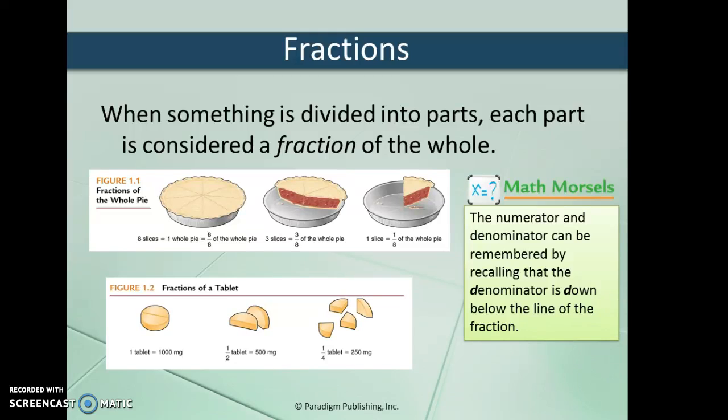In figure 1.2, we have a tablet. One tablet is equal to 1,000 milligrams. So let's say that the doctor ordered 500 milligrams of the drug. The drug is only made in 1,000 milligrams. In order to get the desired dose, you will have to cut the tablet in half. So 1/2 tablet is equal to 500 milligrams. Now let's say that the doctor ordered 250 milligrams. So that means that we would have to cut the tablet into 4 parts. Therefore, the patient would take 1/4 of a tablet, which is equal to 250 milligrams.